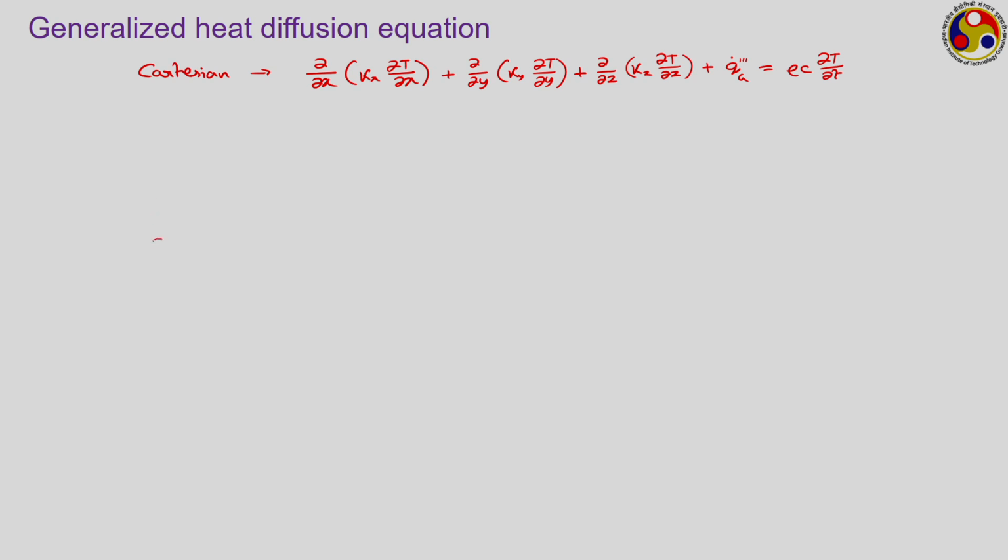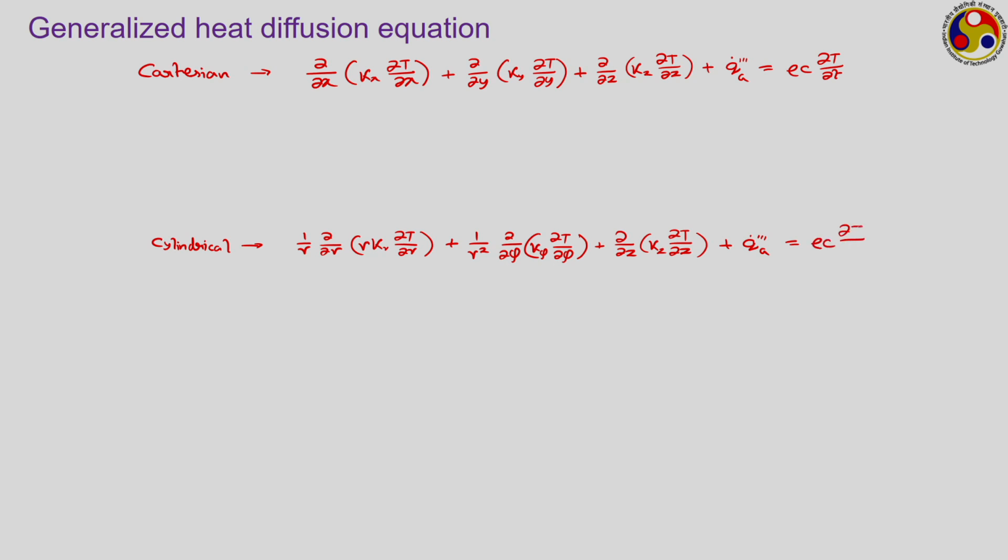If we write the same thing in cylindrical coordinate system, then you will be getting the one that we have developed as 1 upon r dou dou r of r k r dou T dou r plus 1 upon r square dou dou phi of k phi dou T dou phi plus dou dou z of k z dou T dou z plus the final two terms remains the same, q 0 triple prime is equal to rho c dou T dou t.